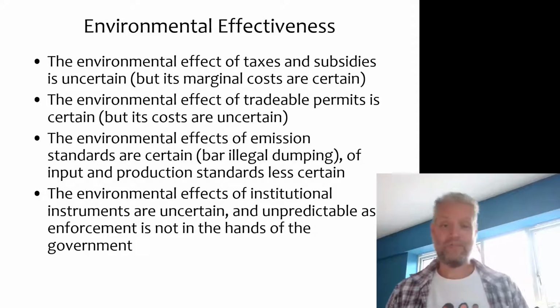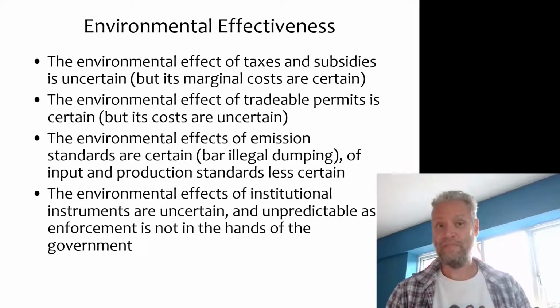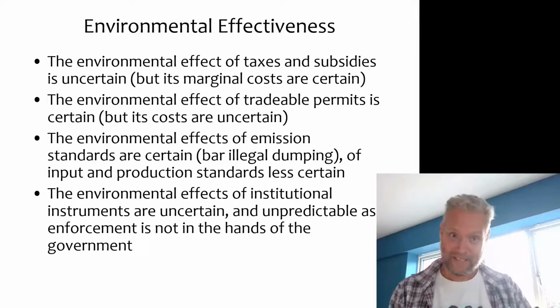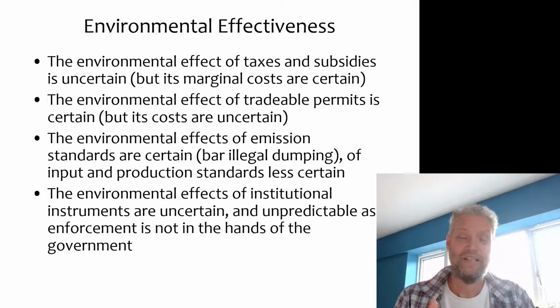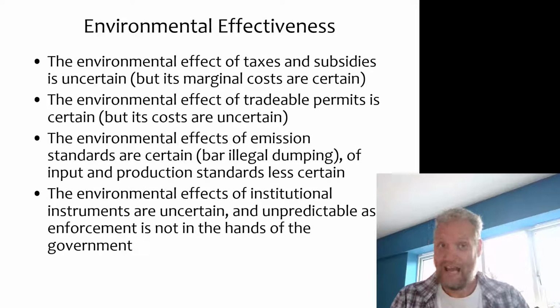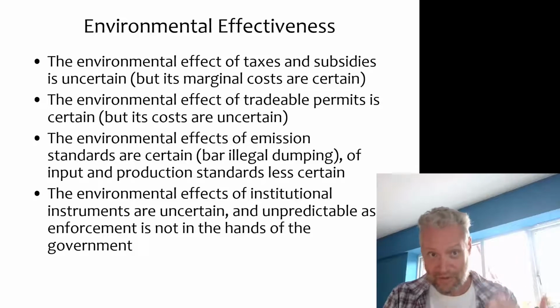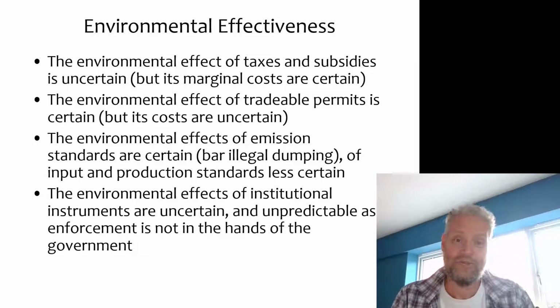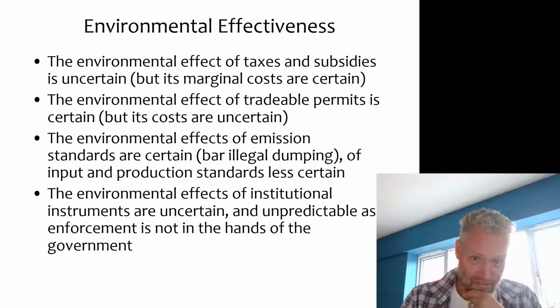The good thing about taxes and subsidies is that the costs are known, because the marginal cost is the tax that you set or the subsidy that you gave. So you know these things because that is what you just decided. The bad thing is that the environmental effects are unknown. You can set a tax and then people would reduce their emissions, but you don't know by how much unless you happen to know all price and substitution elasticities, which you don't. So the environmental effects of taxes and subsidies are uncertain.